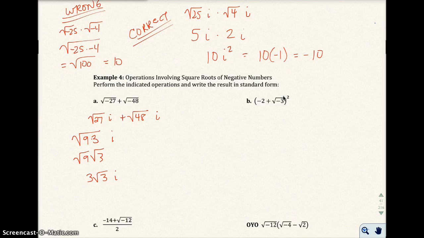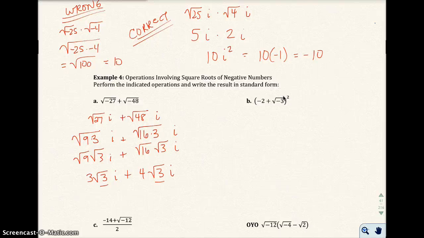Square root of 48, it looks like the biggest perfect square factor in there is 16. So square root of 16 times 3, and then the i is on the outside. Square root of 16 square root 3i. That gives me 4 square root 3i. Okay, now I have like terms, they both have the same radical, so I go ahead and combine the coefficients. So I have 7 square root 3i.